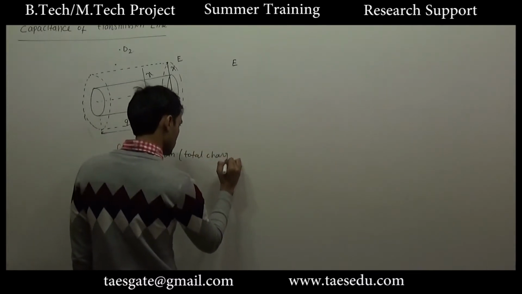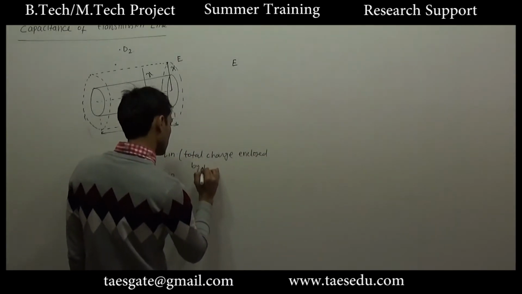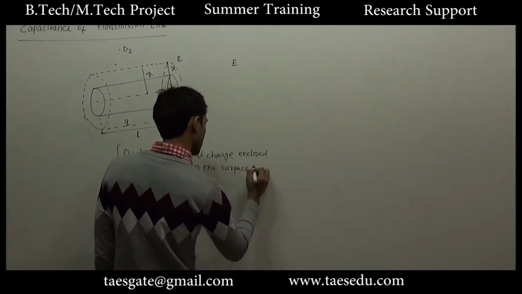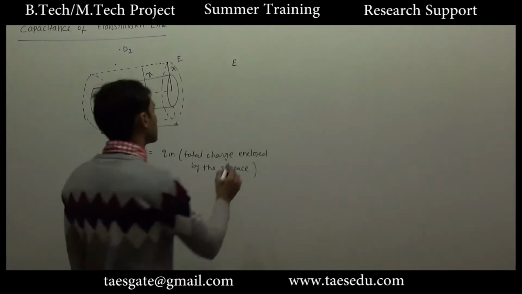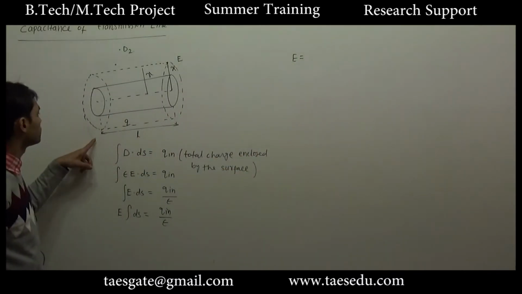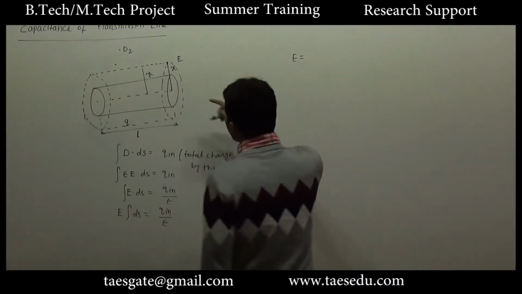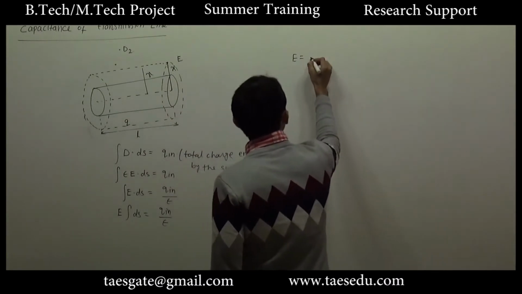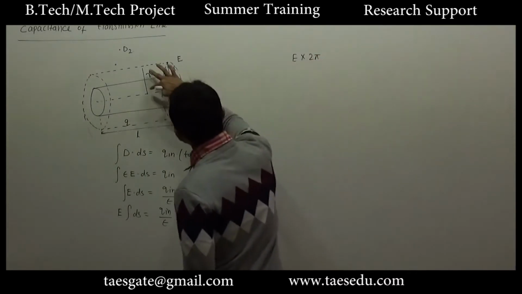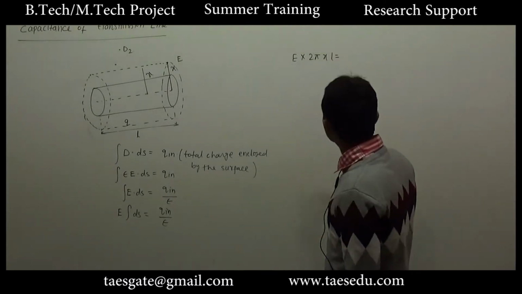Total charge enclosed by the surface. Okay, so what is the total surface area? Total surface area of the cylinder will be 2 pi r into length L. So E into 2 pi, the radius is x and the length is L. This will be equal to total charge enclosed.